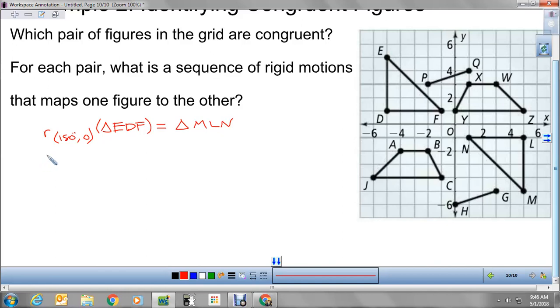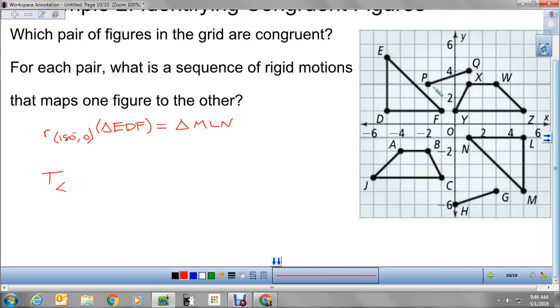Okay, so let's try the next. Let's take a look at figure PQ, this line segment here. How do we get it from here to here? Is it a translation? Is it a reflection? Is it a rotation? Let's see here. The slope here is up 1 over 3. So this right here is up 1 over 3. This looks like it could be a translation. So we're going to slide it from here to here, which means we're going to write down a translation.